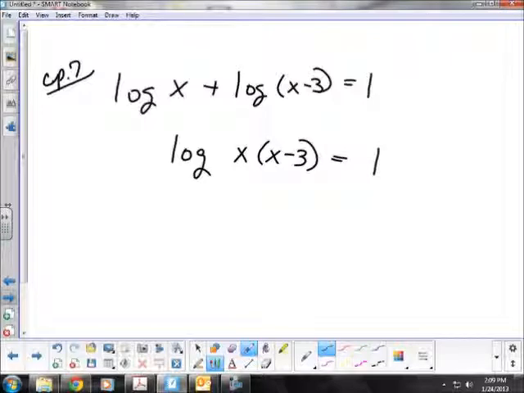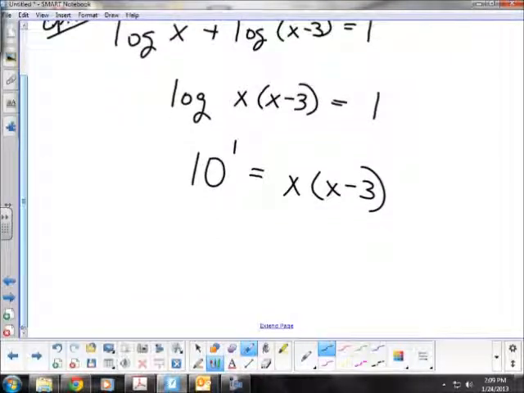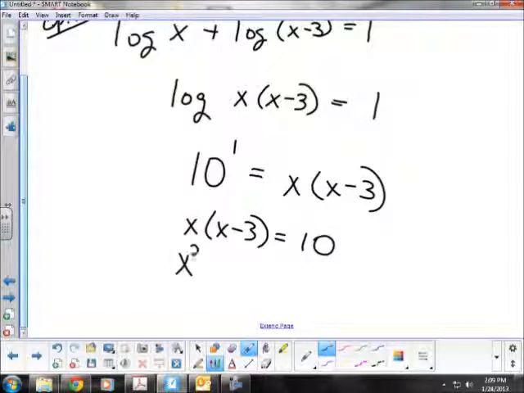Okay? So the base, which is 10, raised to the answer, which is 1, is equal to the argument, which is x times x minus 3. And you can write it the other way. You can put the argument first, and if you like having your x's over on the left-hand side, it doesn't really matter. If you like it better, you can write it like that. And so that's x squared minus 3x minus 10, because I'm going to subtract 10 from both sides.